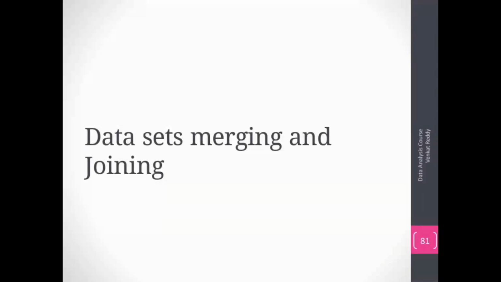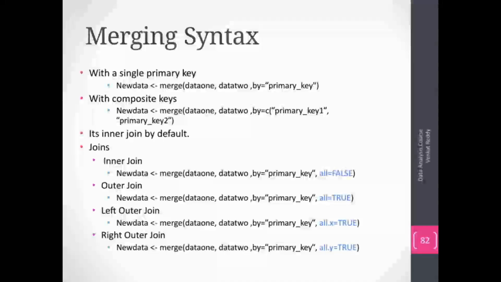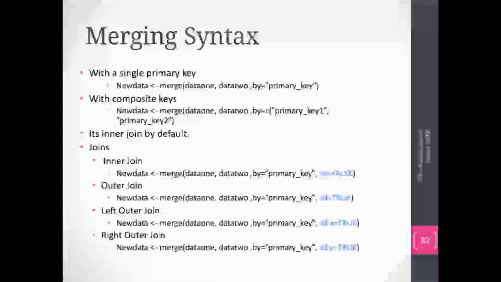This is useful when your data is linked through a composite key, meaning more than one column forms the unique identifier. Now, there are different types of joins you can perform. The inner join is the default, which is what we saw initially. If you want to include all records from both datasets, regardless of whether they match, you would use an outer join by setting all equals true.